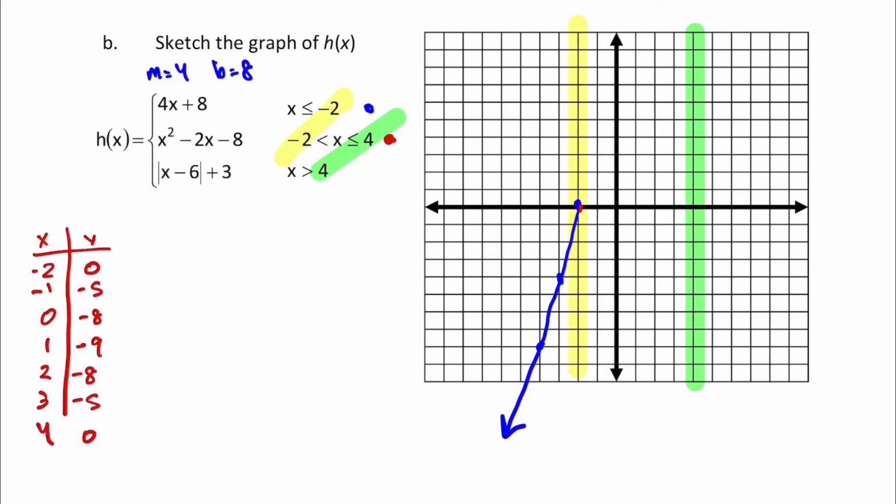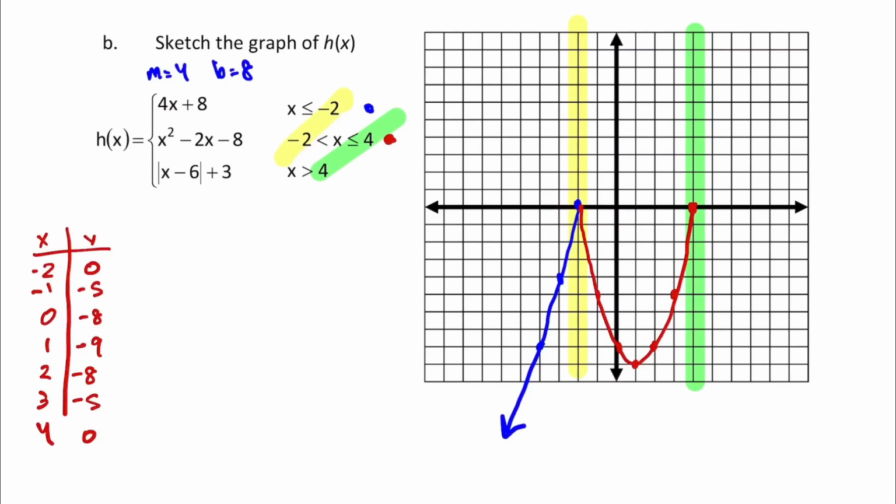Negative 1, negative 5, 0, negative 8, 1, negative 9, 2, negative 8, 3, negative 5, and this one would be a closed circle right here. And that's 4, 0. All right, so here's this piece. Notice that the two have a point in common.